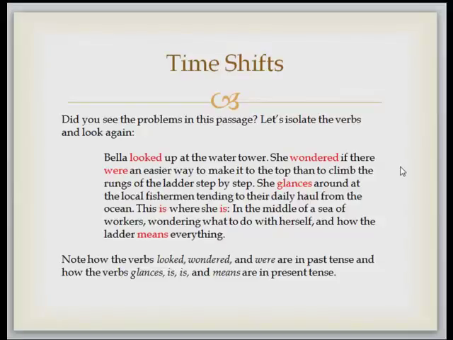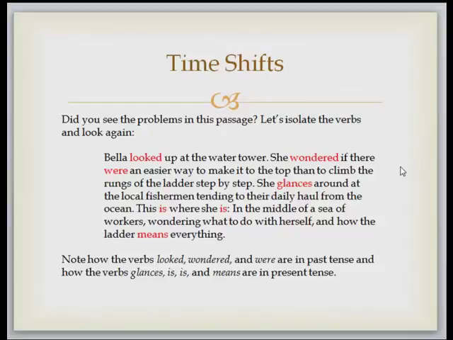So Bella looked. Bella, what did she do? She looked up at the water tower. She wondered if there were an easier way to make it to the top than to climb the rungs of the ladder step by step. She glances. All of a sudden, we're not in past tense anymore. Now we're in present tense. She glances around at the local fishermen tending to their daily haul from the ocean. This is where she is, both present tense verbs, right?